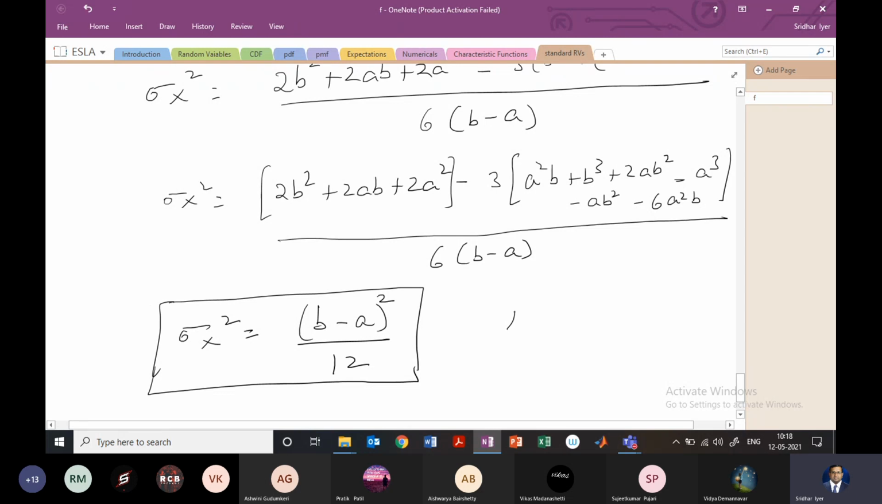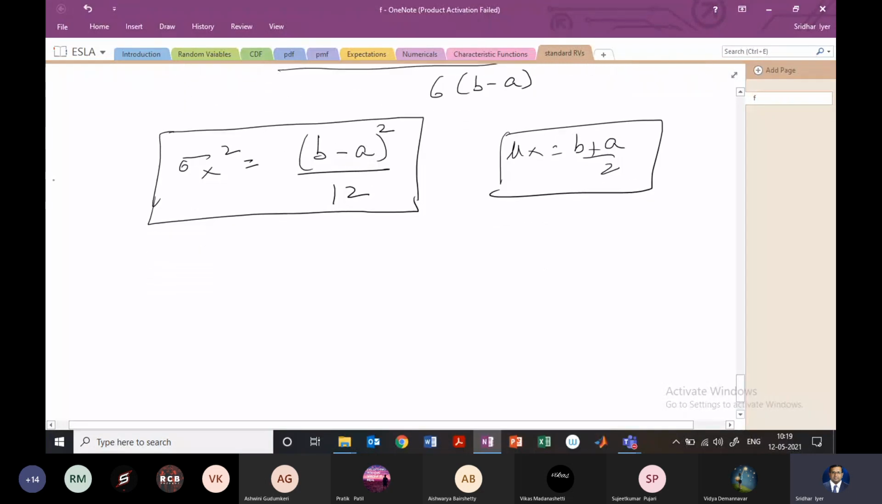Now we have found the variance, and the mean value is (b plus a) by 2. So if you are given a numerical where the random variable is uniform, you can directly use these values and get your answer. So let's take a numerical and you'll understand what I'm trying to say. So this numerical is based on uniform random variable. It's a very simple numerical.